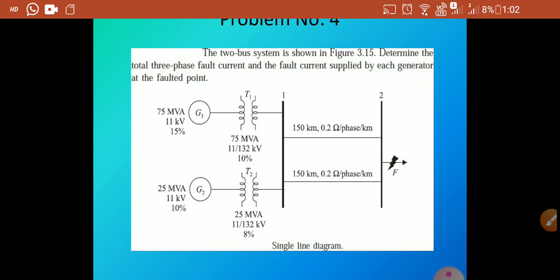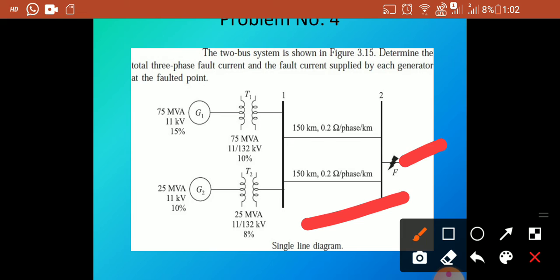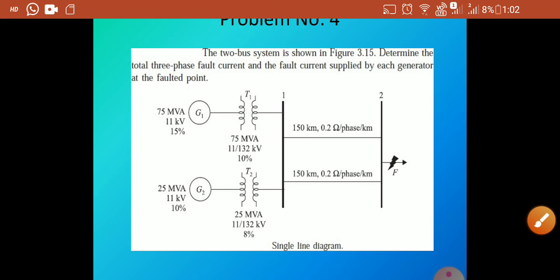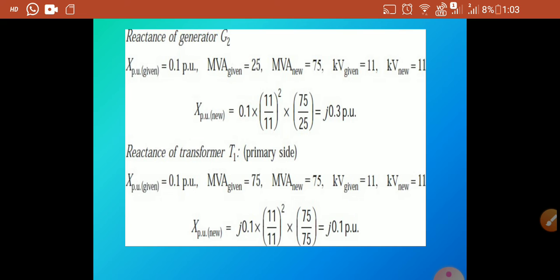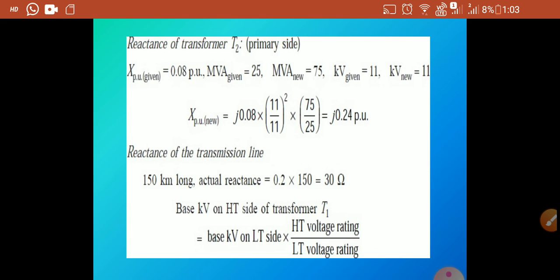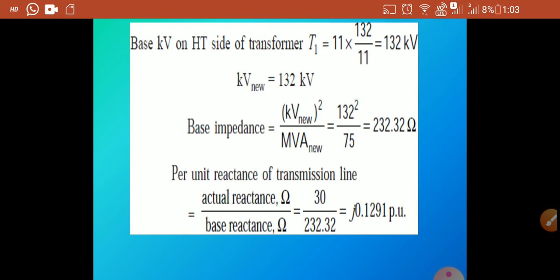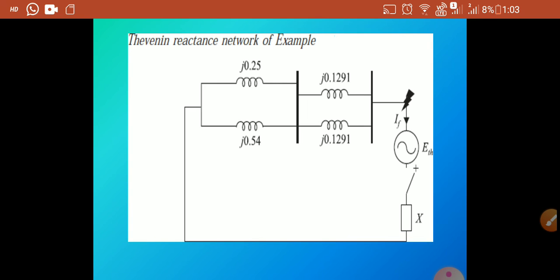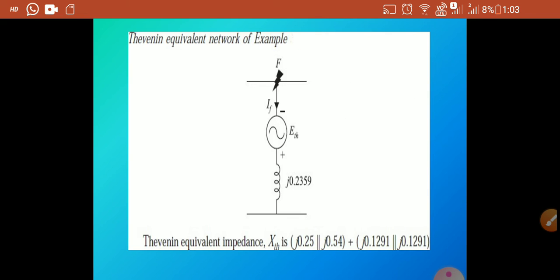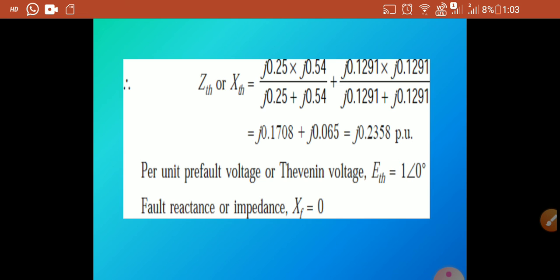This one is problem number 4. Here the fault occurs at the end of transmission line T2. Here also the reactance of generator G1 is calculated by using the formula, along with G2, T1 and T2 values. Then the reactance of the transmission line, everything is calculated. The equivalent per unit reactance diagram is drawn. This is the Thevenin's equivalent circuit. And here also, by using the reduction technique, we calculate the equivalent impedance value. Then we substitute the ETH value.